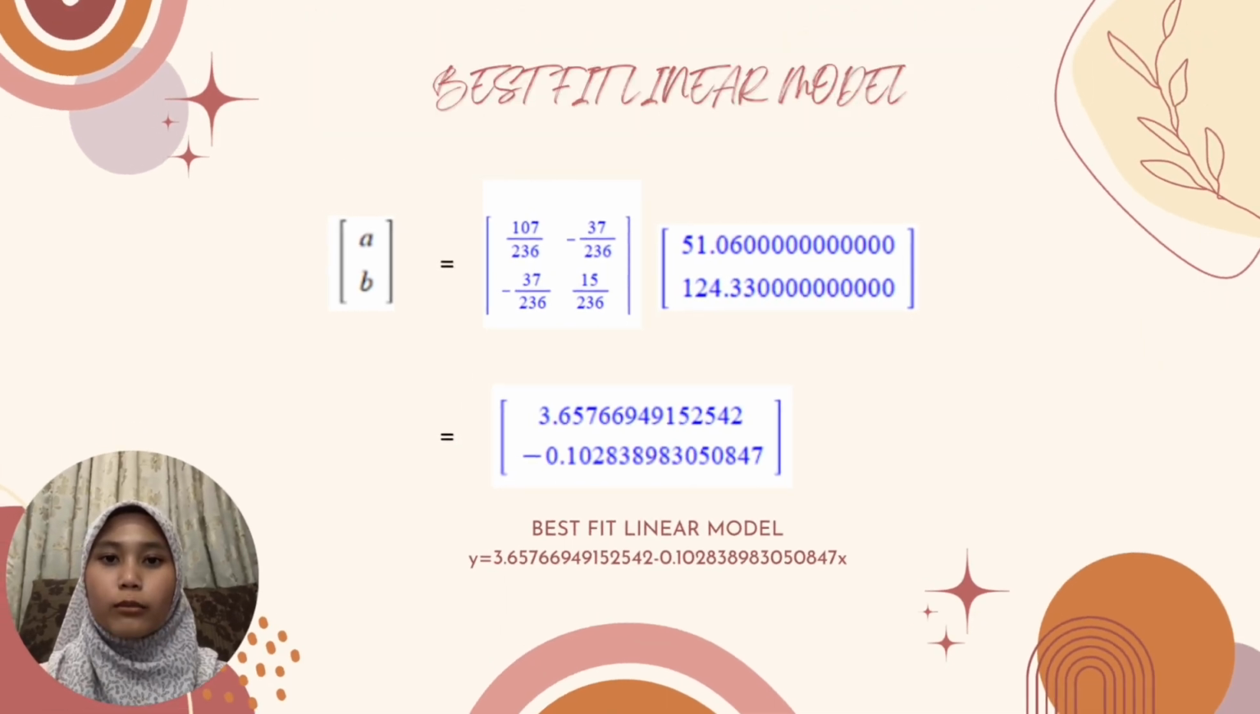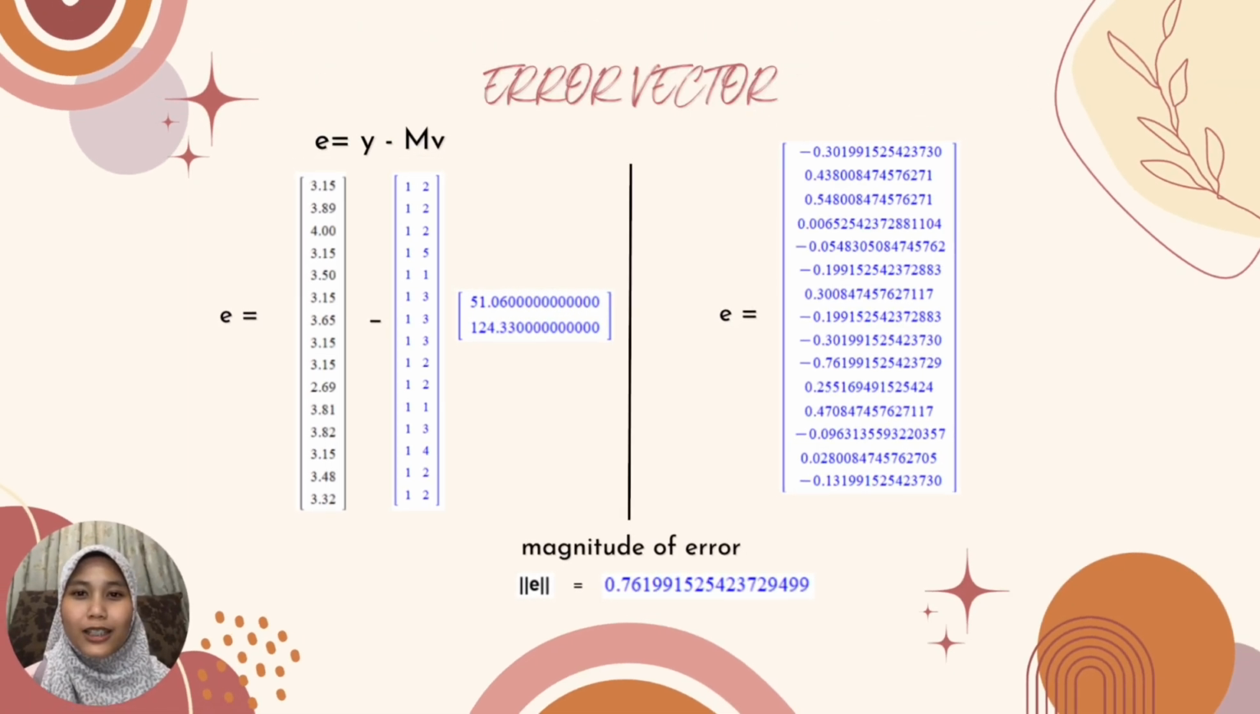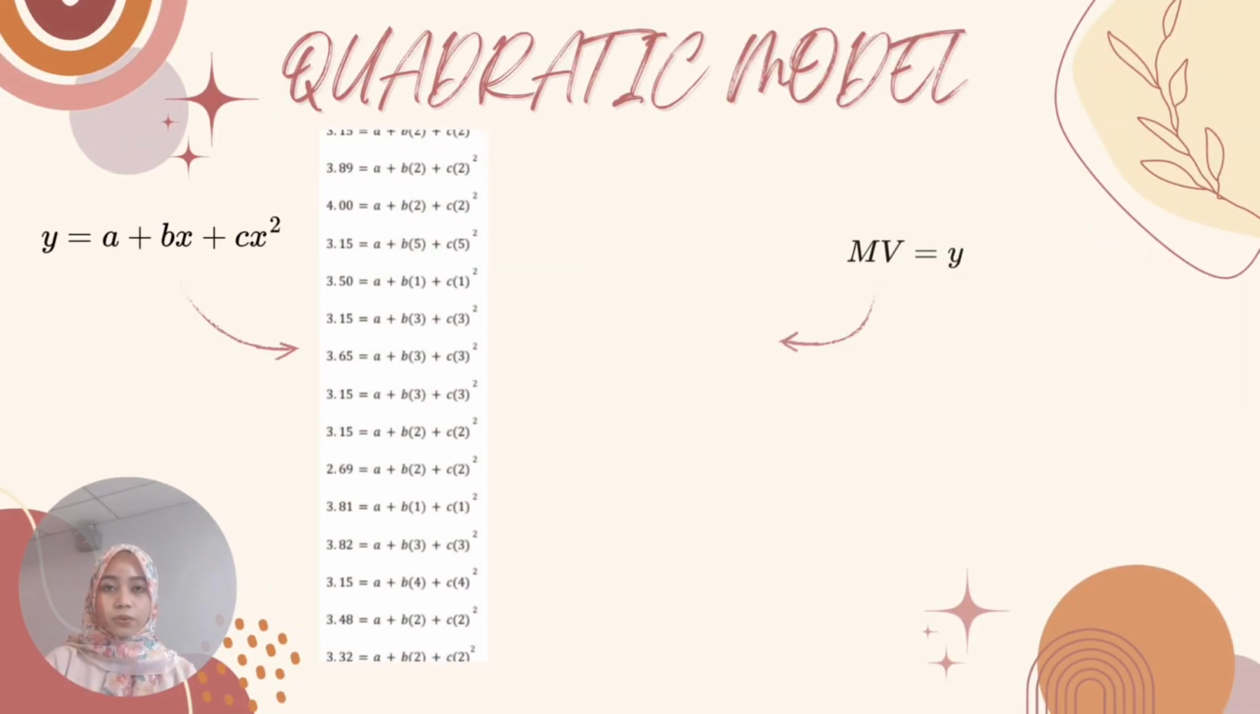After that, we need to multiply the inverse of M transpose M with M transpose Y. After we get that result, we can use the output and substitute it into the formula to get the best fit of the linear model. To get the error vector, we can substitute the values of M, Y and V into the error vector formula, which is E equals Y minus MV. After that, we can get the error vector. Then, if we want to find the magnitude of the error vector, we just take the norm of the error vector. Next is the quadratic model.